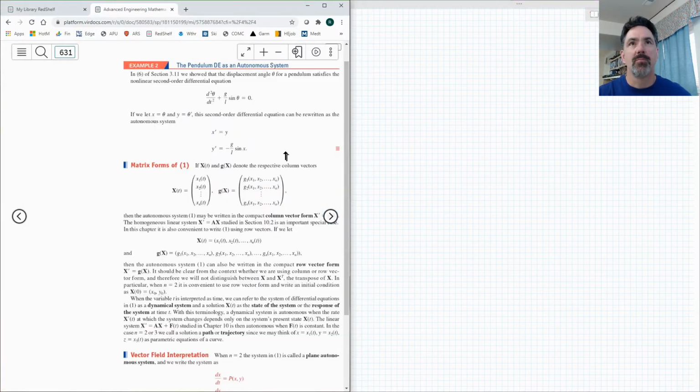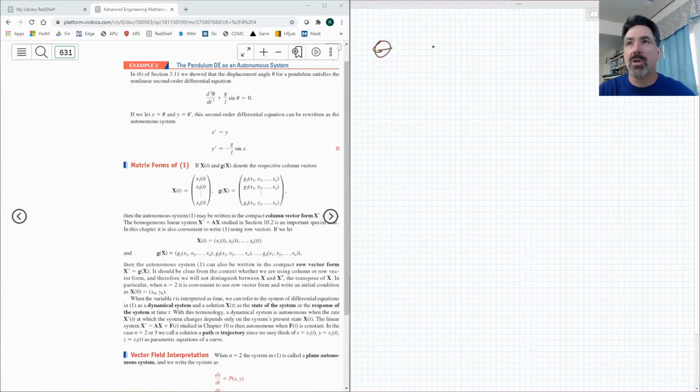And I just want to take a brief moment to look at example number 2, where they talk about the pendulum. This is all familiar to you. I just want to point out that the author's selection of using x and y here, I disagree with. I think that it's much easier, particularly when you have an application, to use descriptive variables. So there's absolutely no reason to relabel theta as x. It doesn't add any value to the problem or to our understanding or communication of the problem. So I would just leave the theta as theta.